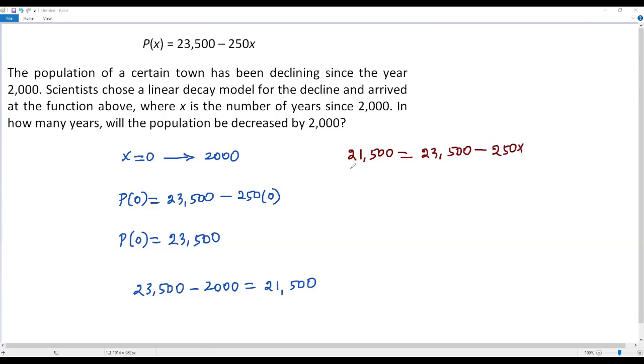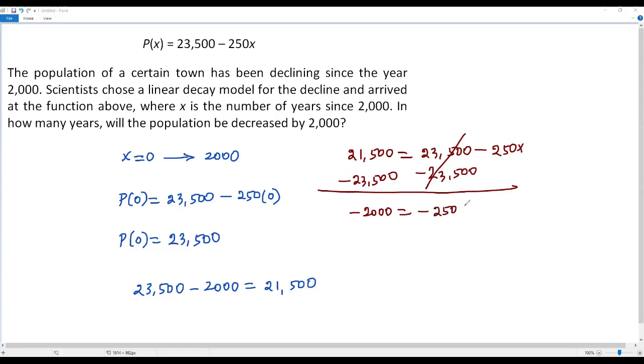In this equation, my aim is to solve for x, so I have to isolate x on the right side. For that, let me get rid of this value. Let me subtract 23,500 from both sides. When I do so, this positive value and negative value will cancel out. When I combine positive 21,500 and negative 23,500, I'm getting negative 2,000. On the right side, we have negative 250 times x.